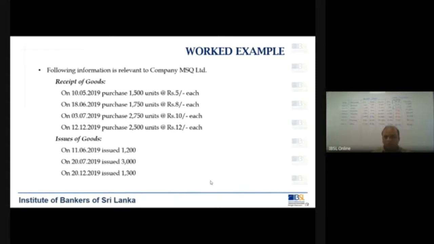Okay, so that difference you should be able to explain in exams in your own terms. Sometimes you might be questioned on this. A company is using the FIFO method and another company is using the WAC method. The closing stock values are like this. What is the reason? So you should be able to write it in your own words. Okay.